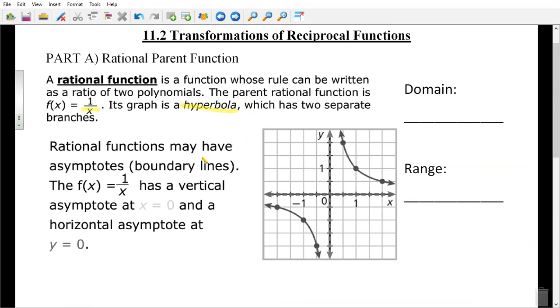Rational functions may have asymptotes. So our asymptotes for our parent function are at x equals 0, and that is our vertical asymptote. And our other asymptote is at y equals 0, and that is our horizontal asymptote. So therefore, we have a split domain and range because of these two asymptotes.